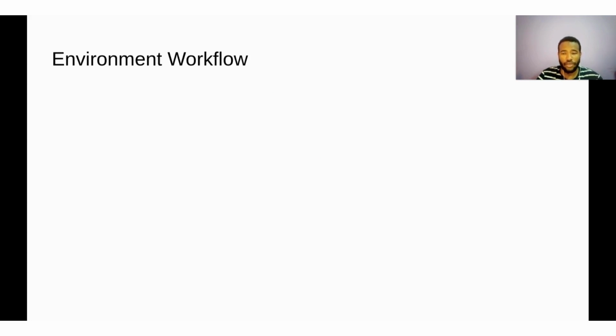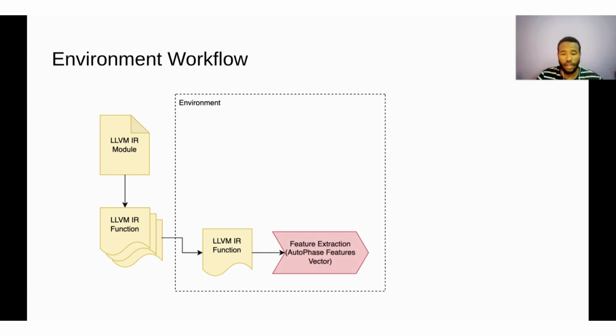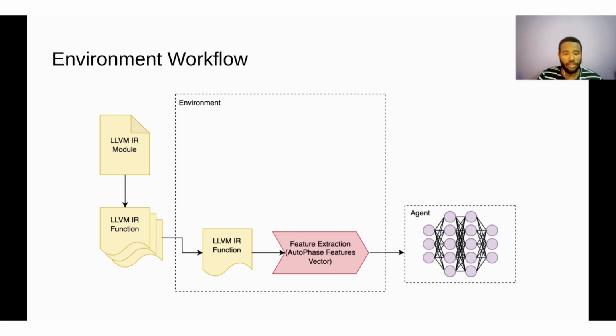In this diagram, I'll show you the function level phase ordering environment workflow. First, we split the LLVM IR module into multiple functions. Then we add one function to the environment. In the environment observation, the Autophase feature vector, we use the feature extractor to compute the feature vector. Next, we feed the feature vector into our agent, which is a deep neural network.